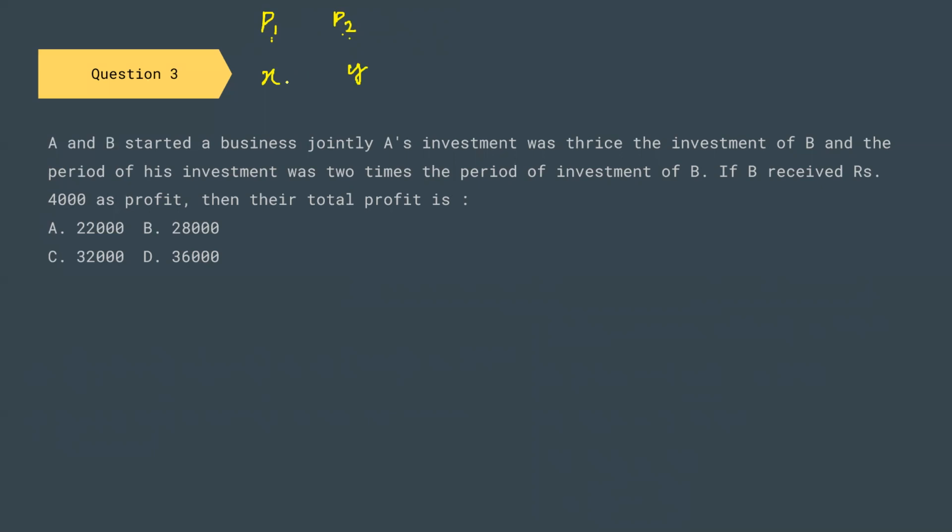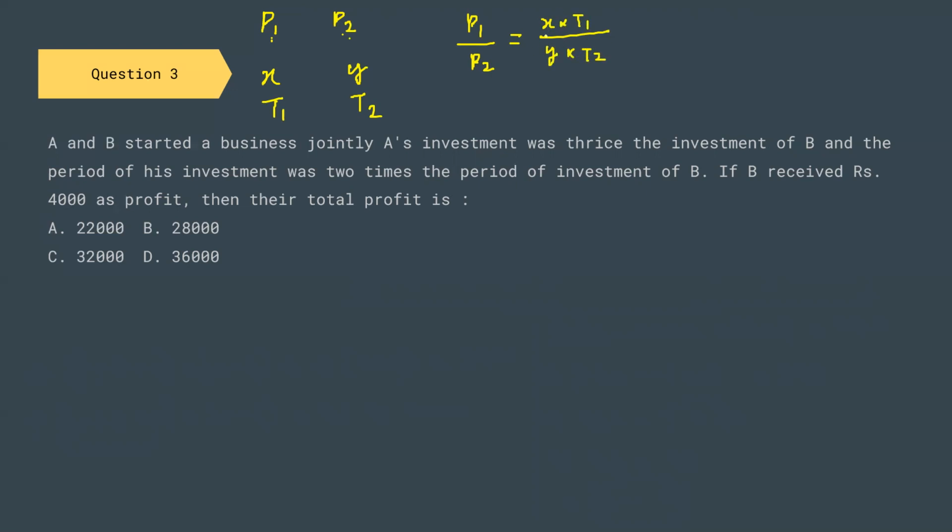It is not just about the amount of money, it is also about the time for which P1 and P2 are investing the money. Suppose P1 is investing the money for T1 time and P2 is investing the money for T2 time. So the ratio of profit, P1 divided by P2, will be X into T1 divided by Y into T2.